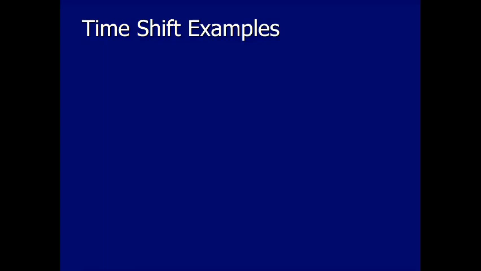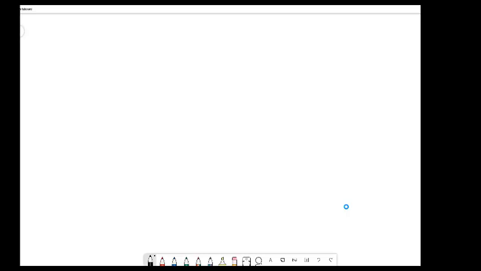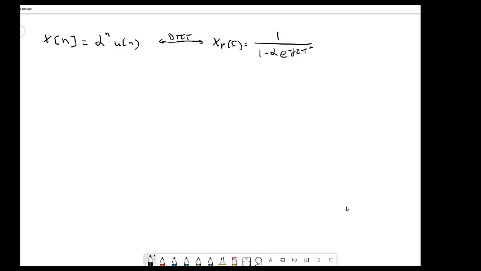Now let's take a couple numeric examples to see how to apply this time shift in the context of trying to take a forward or inverse discrete time Fourier transform. And let's take a straightforward example that we've been using all along, one that we know well. If we have a time function that's an exponential, like alpha to the n, u of n, we know its discrete time Fourier transform happens to be, we'll call it X of f, that is 1 over 1 minus alpha e to the minus j 2 pi f.